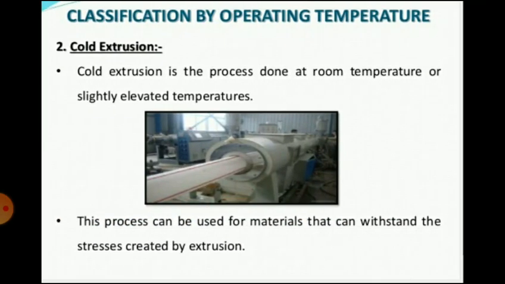Now the second process, that is the cold extrusion process. Cold extrusion is done at room temperature or slightly elevated temperature. The material is heated below its recrystallization temperature, so the temperature will be below 0.3 times the melting point of the metal. This process can be used for materials that can withstand the stresses created by extrusion.